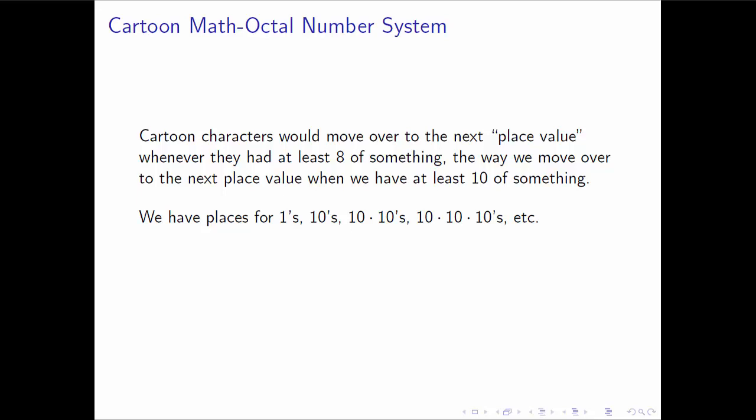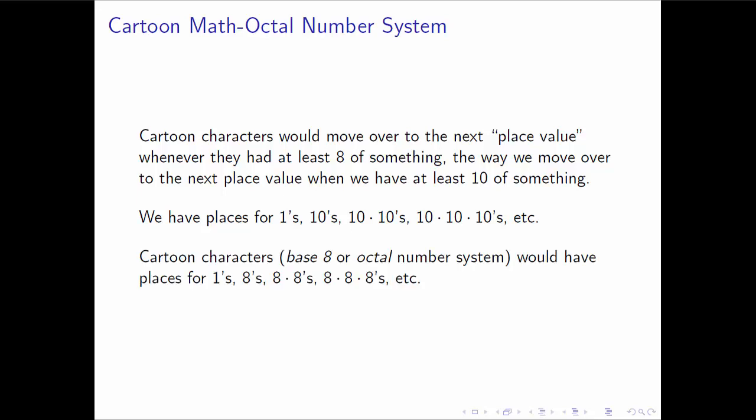So if you think way back to when you were learning about numbers, you often talked about place value. And we have places for ones and tens and hundreds and thousands. And to stress the relationship those numbers have with the number 10, we say ones, tens, 10 times tens, 10 times 10 times tens, and so on and so forth. Cartoon characters, if they were to develop the same type of number system, or this base 8 or octal number system, would have place values for ones, but then for 8s, and for the 8 times 8s, and the 8 times 8 times 8s, and so on and so forth.